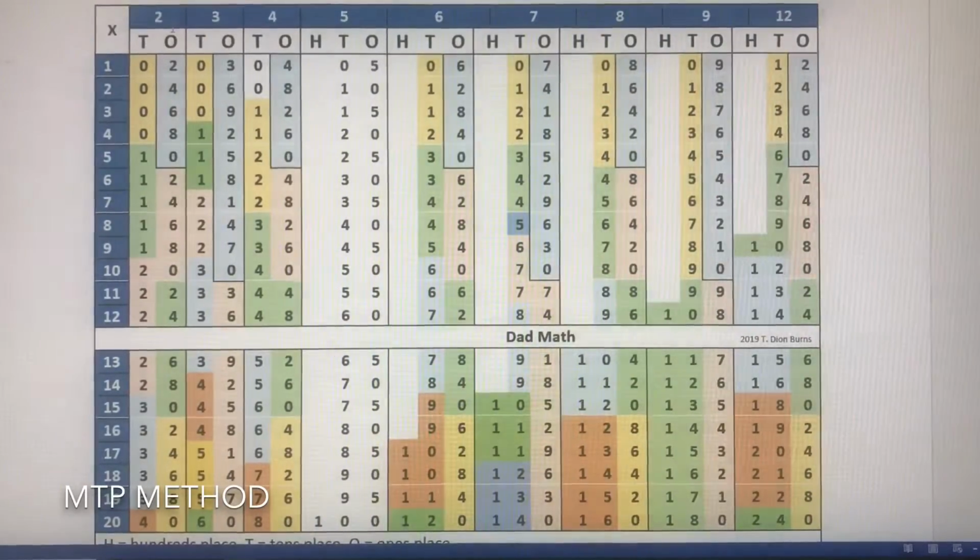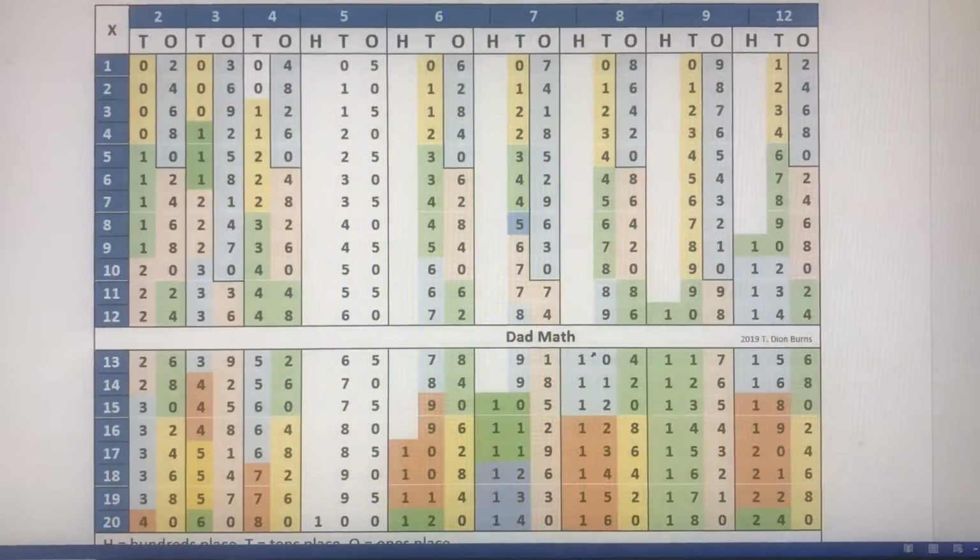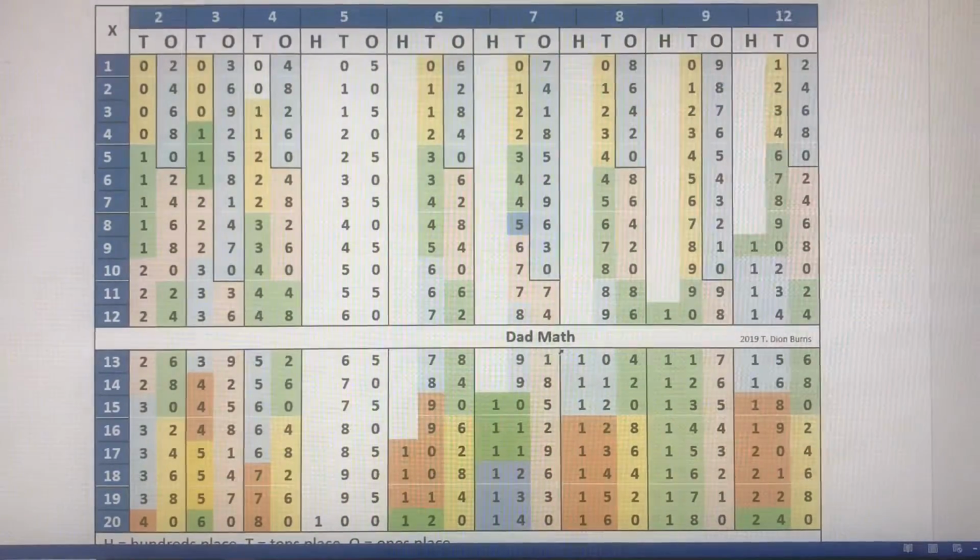This is Dion Burns, and this is the multiplication table pattern MTP study method, brought to you by Dad Math. I call it Dad Math because I'm a dad, and this is math. So I did other videos to explain how and why I came up with the chart. Today we're going to put this to practice. We're going to walk through and understand how to use the chart and how it works, so that we all can understand the multiplication table and learn our multiplication tables much easier and much faster.